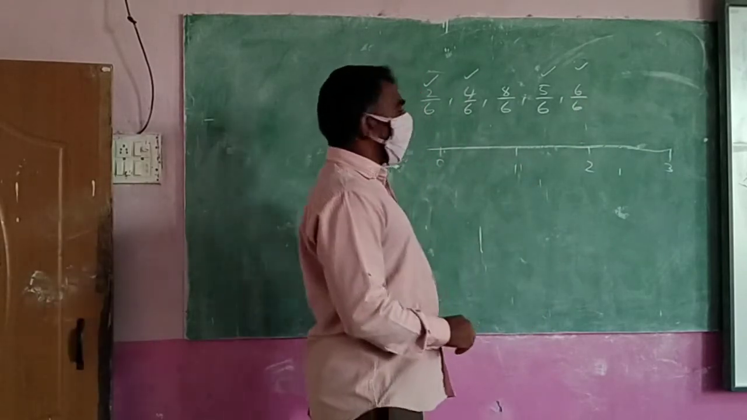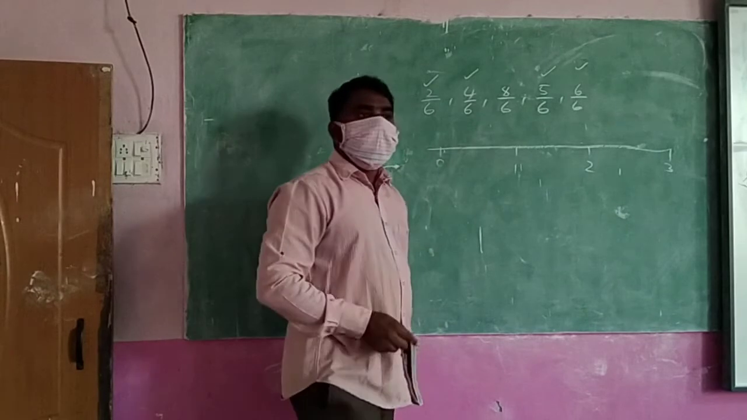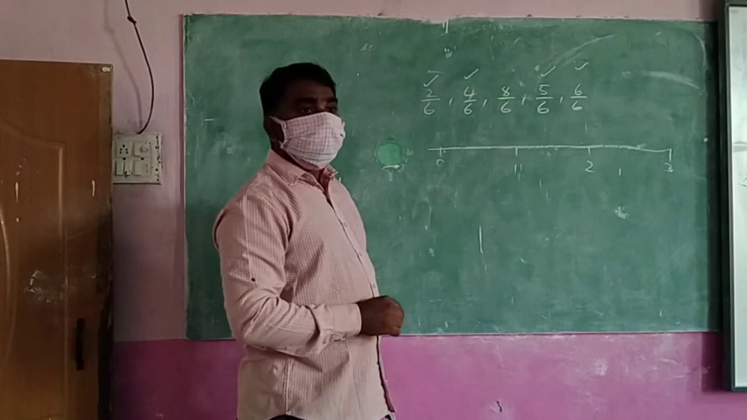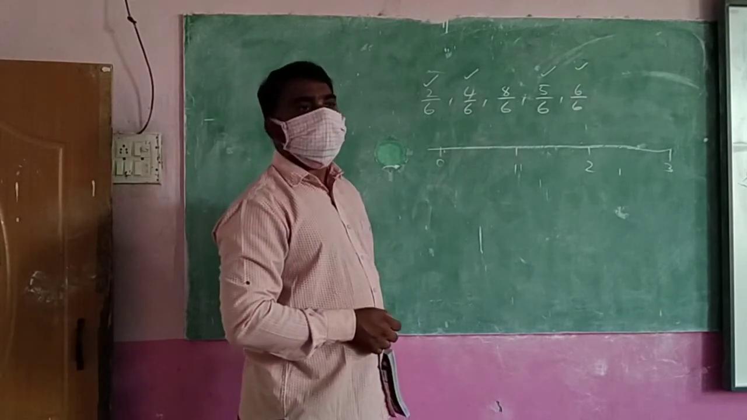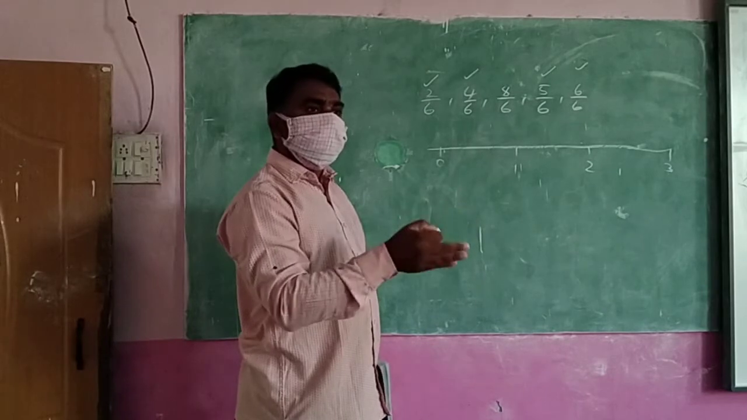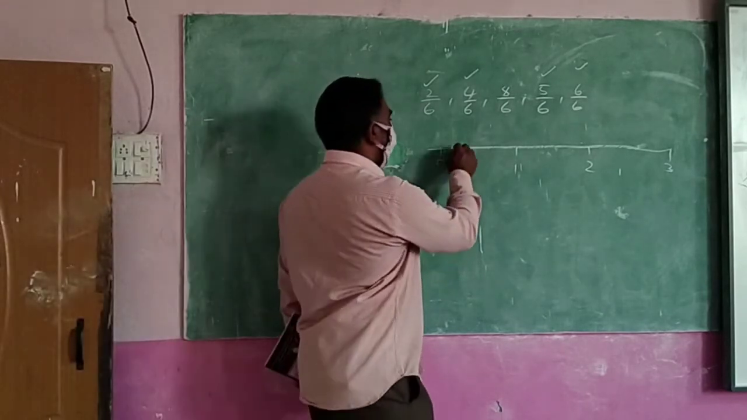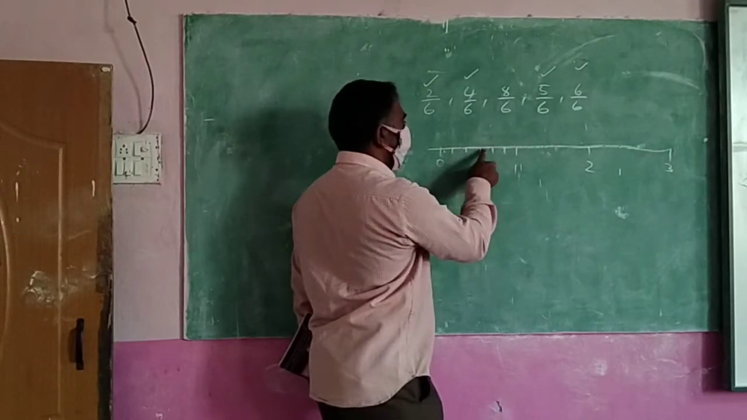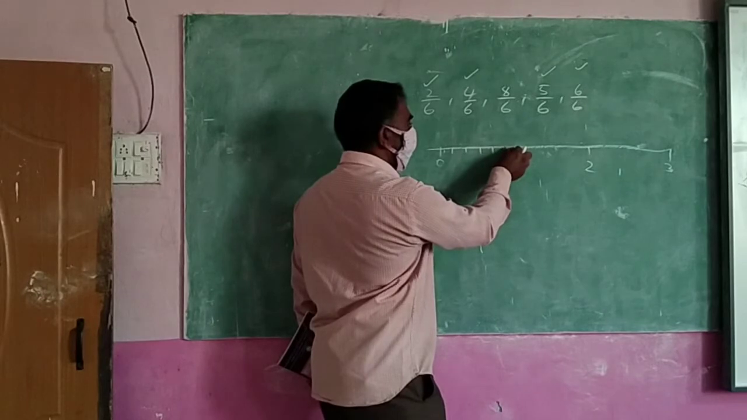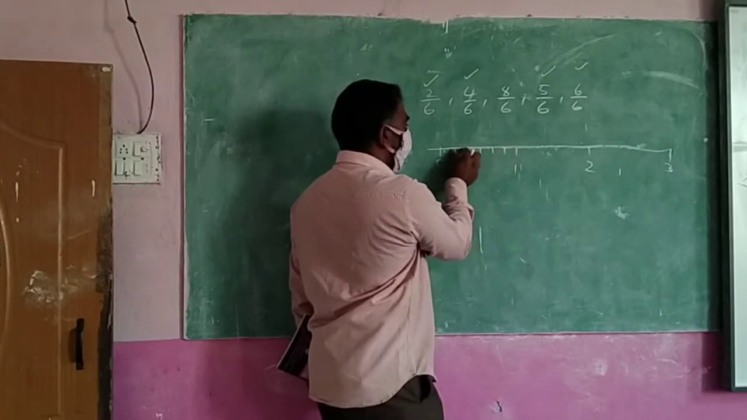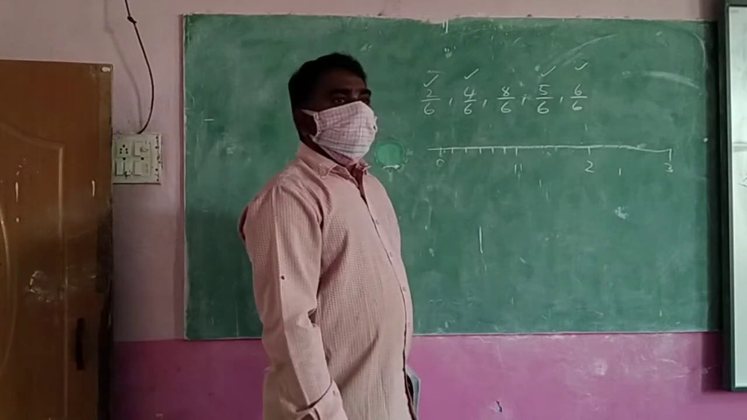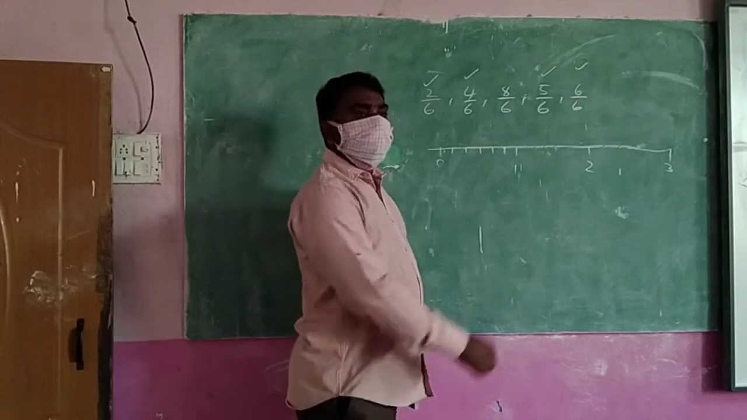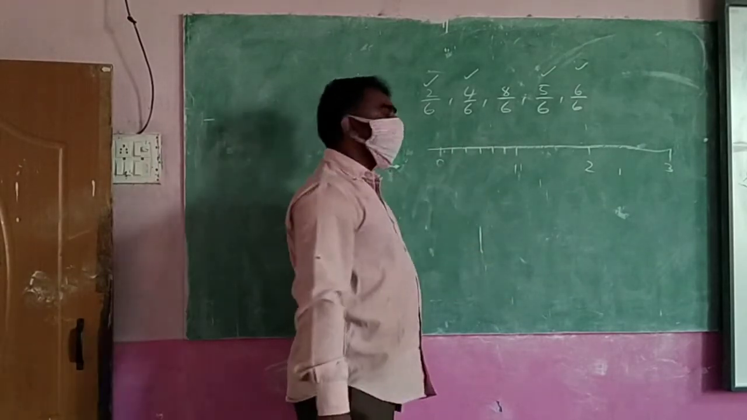Okay. All the proper fractions are in between 0 and 1 only. How do you show them? Already I told you. 2 by 6 means how do you show it? 6 parts are needed. 6 parts are needed means how many lines? 5 lines. 1, 2, 3, 4, 5. Now you see 1, 2, 3, 4, 5, 6. 6 parts. Now you can show that 2 by 6. Where is the 2 by 6? 1, 2. This is the 2 by 6. Where is 4 by 6?